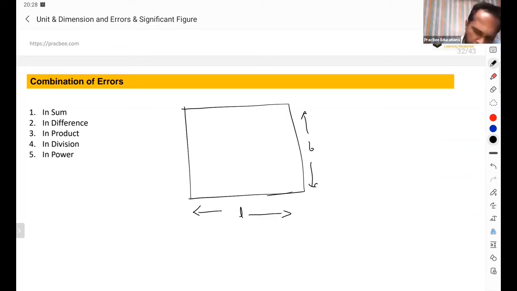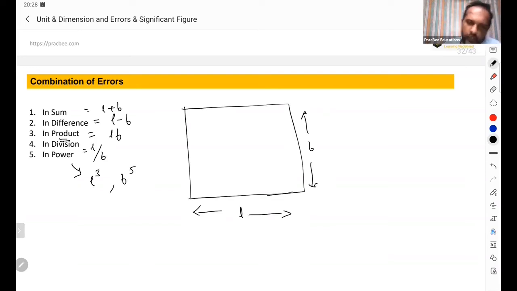And if I ask you to find out the product L into B, the answer will also have some error. If I ask you to subtract it, there will be some error. If I ask you to add it, there will be some error. If I ask you to divide it, there will be some error. If I ask you to raise L cube or B to the power 5 or anything, the resulting number will also have some error.